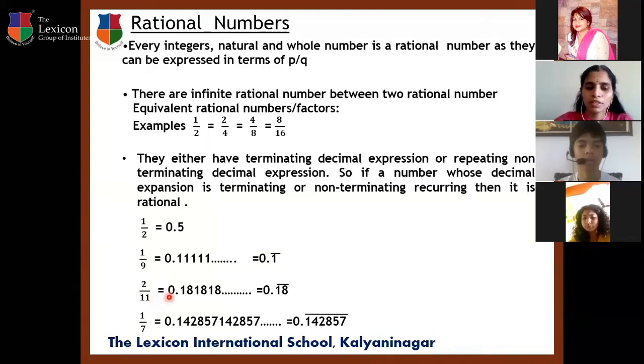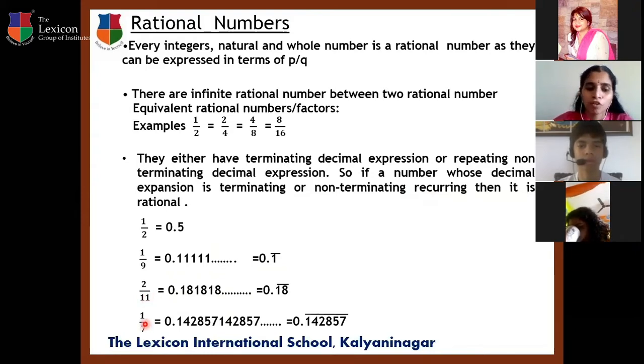2 upon 11 is 0.181818. You know that 18 is repeating infinite number of times. It is non-terminating and recurring, that means repeating the same. So non-terminating, recurring, is what it is known as, and these are also rational numbers because they are represented in P by Q form.